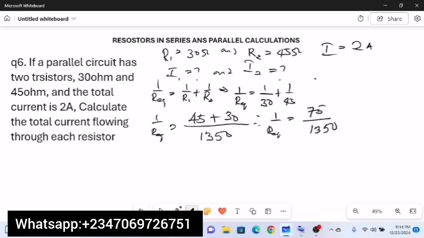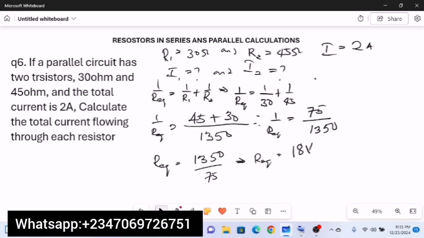1350. So once more, if I take the reciprocal of both sides, or simply invert both sides, I'm going to have R equivalent equal to 1350 divided by 75. So this simply implies that the equivalent resistance, which is providing that 2 ampere current, is equal to 1350 divided by 75, and that gives us 18.